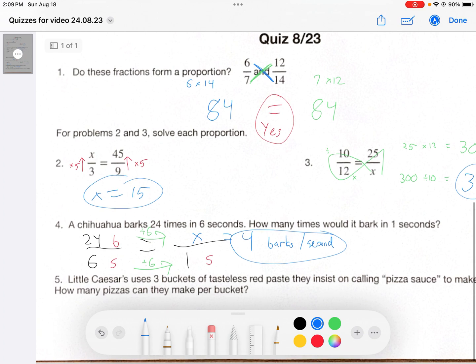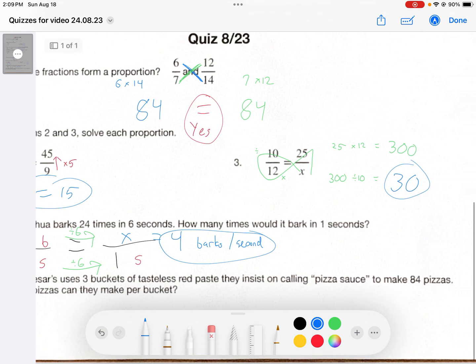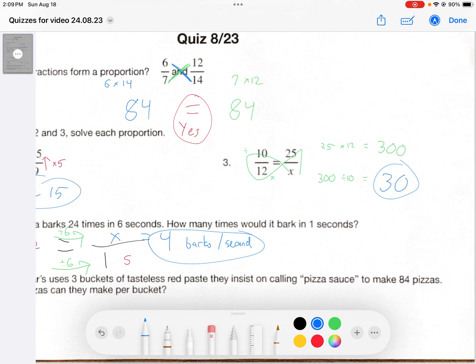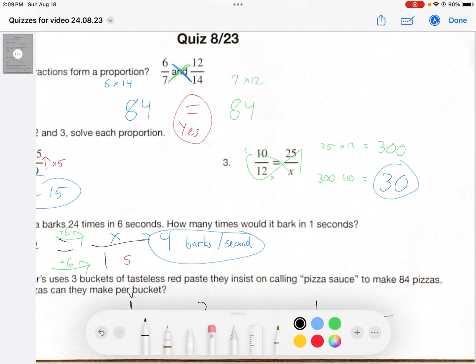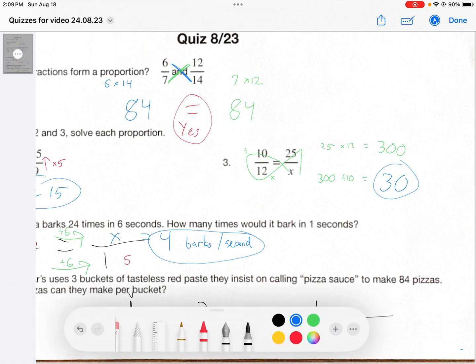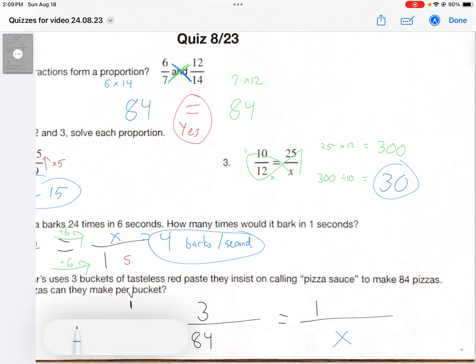Number 5, Little Caesars uses 3 buckets of tasteless red paste they insist on calling pizza sauce to make 84 pizzas. How many pizzas can they make per bucket? Once again, the word per implies the number 1. We're going to be learning a lot of things this year that imply the number 1. So if they use 3 buckets for 84 pizzas, we're asking 1 bucket. Come on. 1 bucket will make how many pizzas?